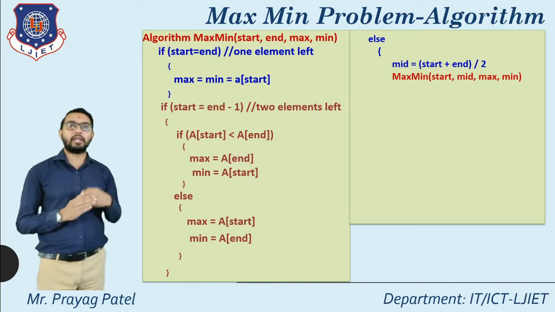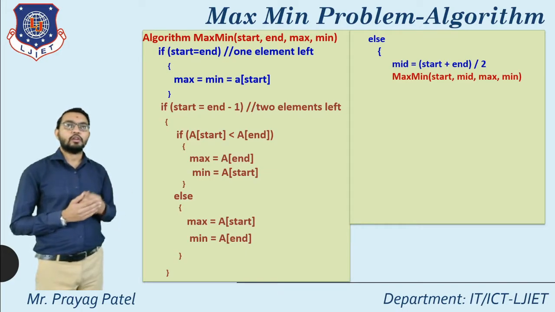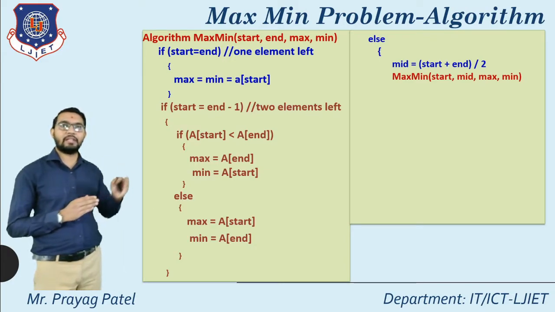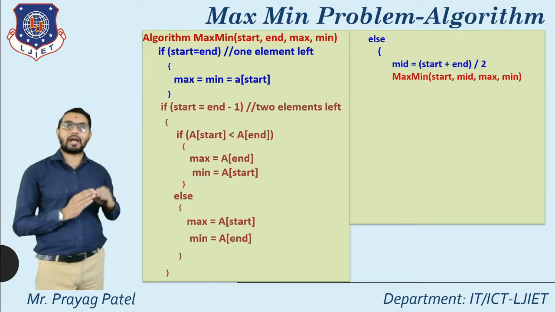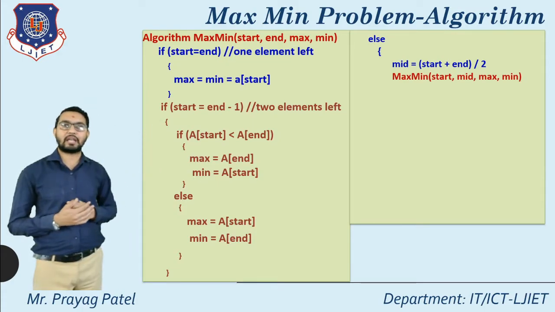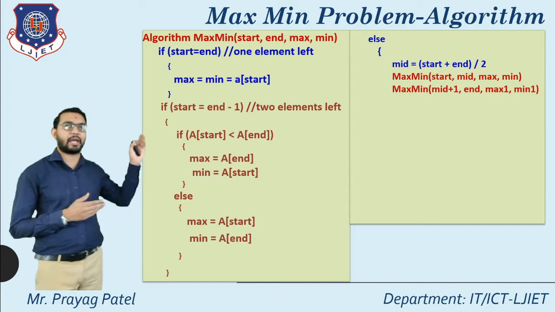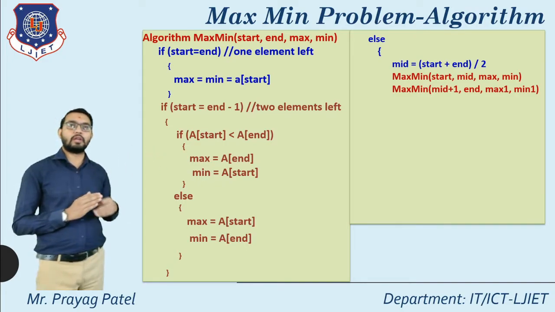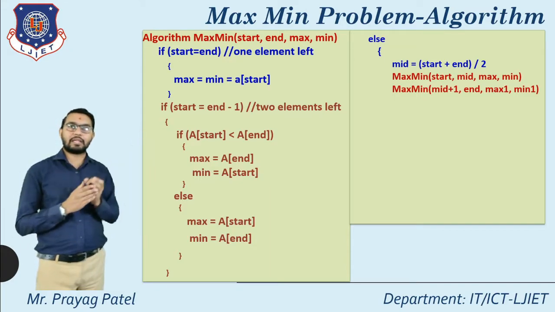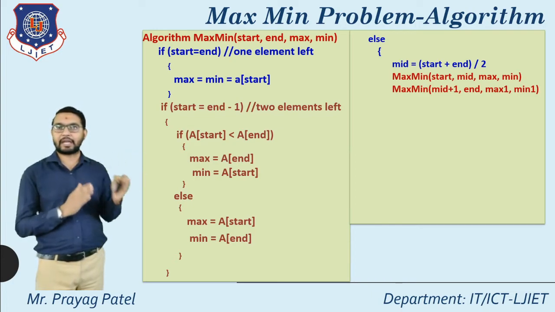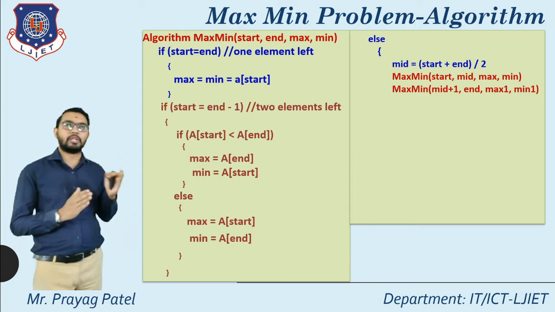After that, we call the recursive function max min. So max min, start, middle, maximum, minimum. So here argument is start and middle, not start and end. So consider the argument as start and middle, maximum and minimum value, find from this list. And second recursive call for the maximum minimum is max min, middle plus 1 to end, and max 1, min 1. So here consider the middle plus 1 as starting position and end as ending position, max 1 as a maximum from the second list, min 1 as a minimum from the second list.